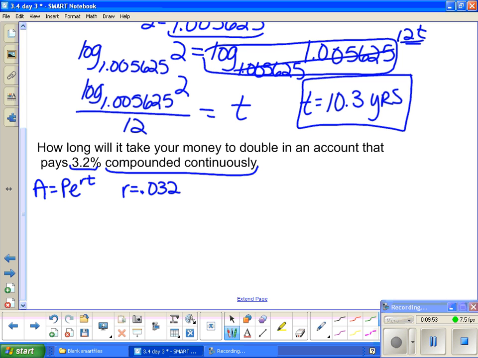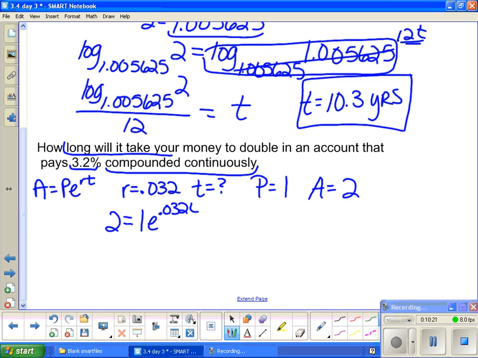I want to know how long it will take, so I don't know t. Now it says my money to double. So let's just pretend I invest $1, and if I'm asking for it to double, my amount would have to be $2. Keep the numbers easy. So we get 2 equals 1 times e to the 0.032t. Well, when I divide both sides by 1, it's just 2. So I don't really need to write that there.